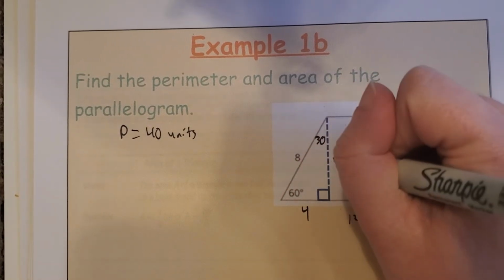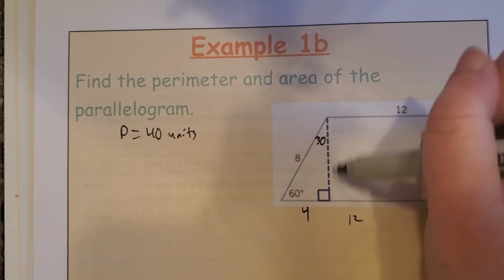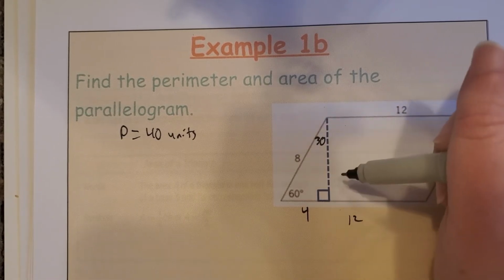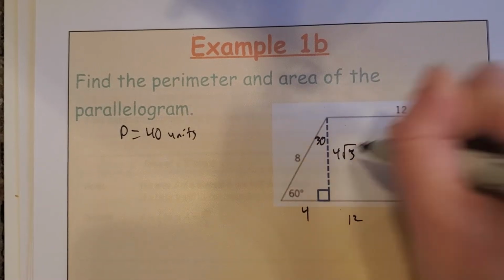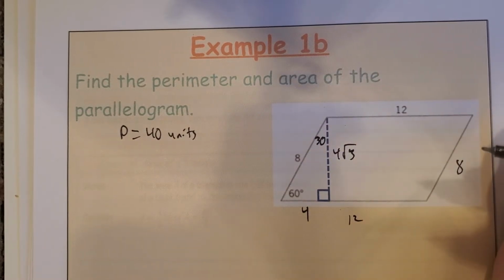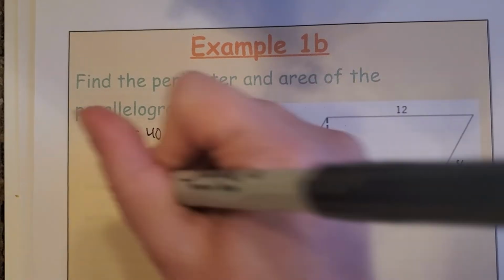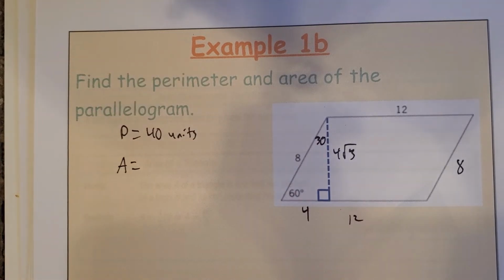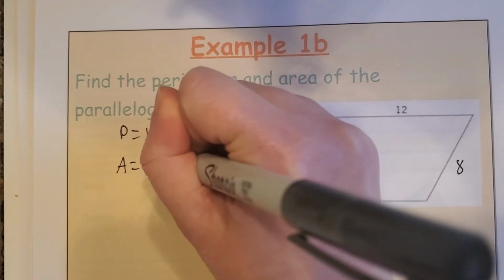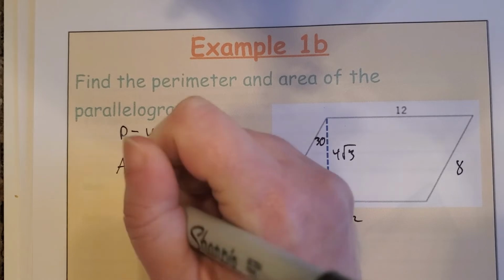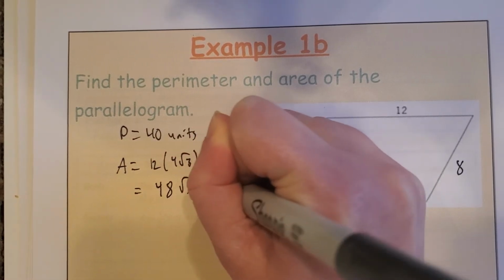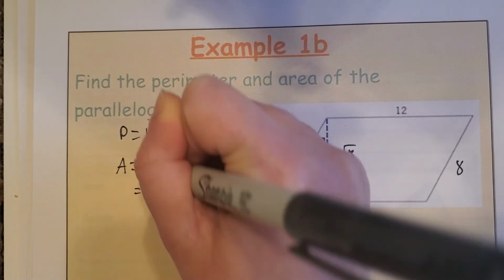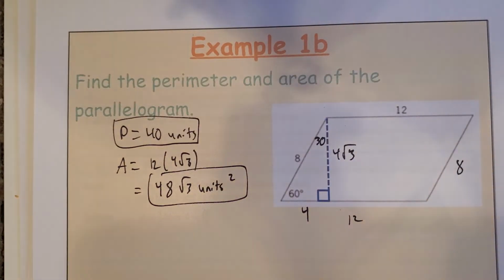And your height, or the side opposite the 60-degree angle, your long leg, is going to be your short leg times root 3. So your height is 4 root 3. Don't forget your 30, 60, 90 rules. So that means when we do area, it's going to be 12 times 4 root 3, which is just 48 root 3 units squared. There you go.